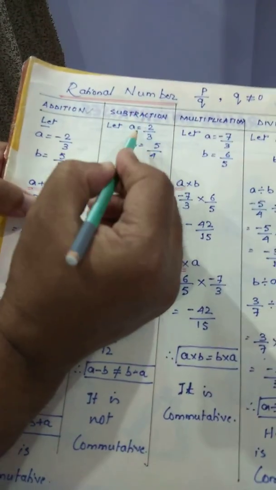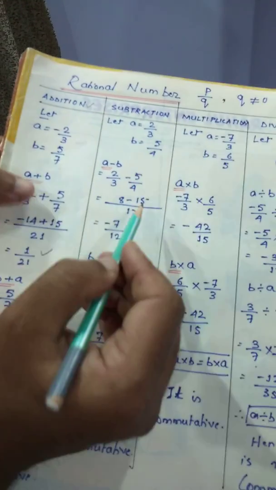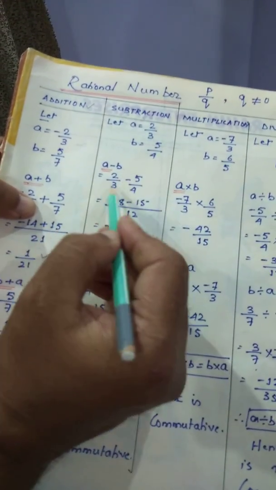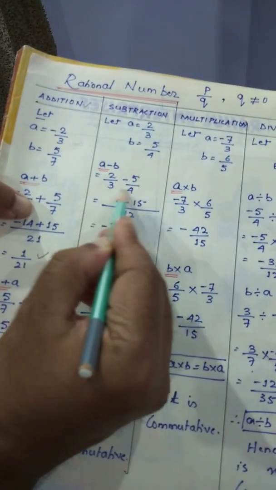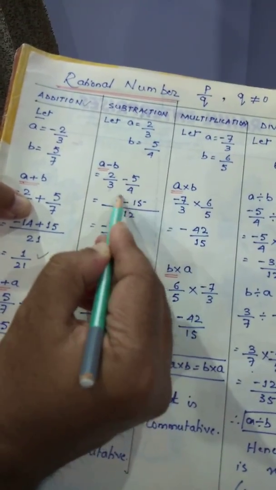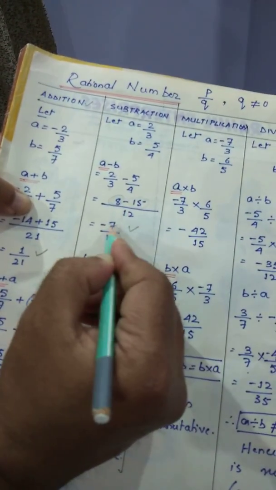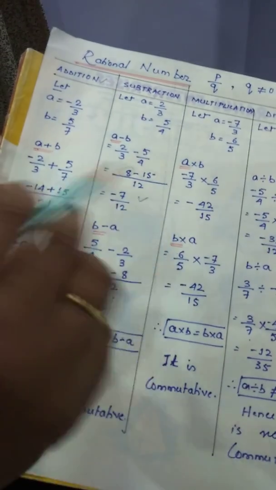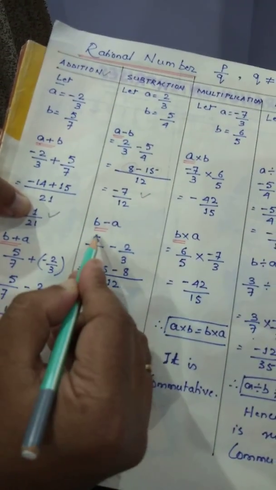For subtraction, this time A is equals to 2 by 3 and B is equals to 5 by 4. Now when we do A minus B, what is the answer that we are getting? 2 by 3 minus 5 by 4. What is the LCM of 3 and 4? It is 12. We'll get 8 out here and 15 out here. So 8 minus 15 is what? Minus 7 by 12.